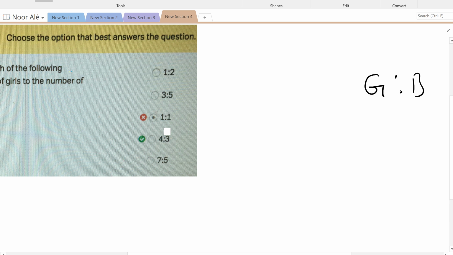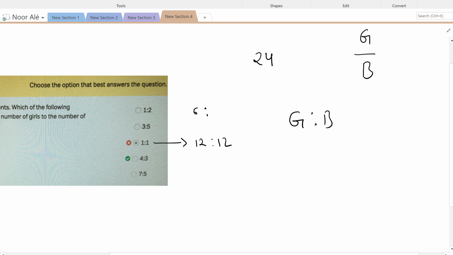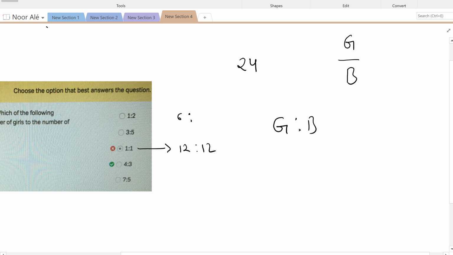So let me write it down there. That means 12 boys and 12 girls. And in this case, 6 girls and the double of that. Now let's say if the girls are 6, the double of 6 is going to be 12, right? And the sum of them is not 24. So we have to think of the number, because there's no possibility of having half or quarter girl, right? A girl is a whole number.